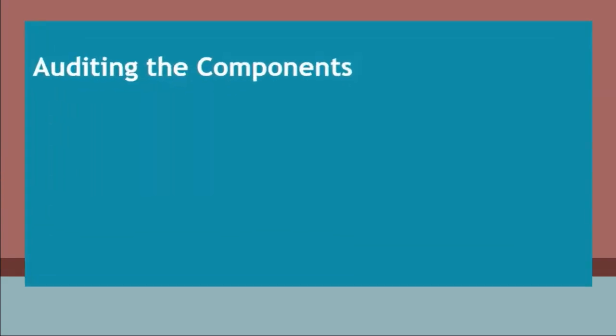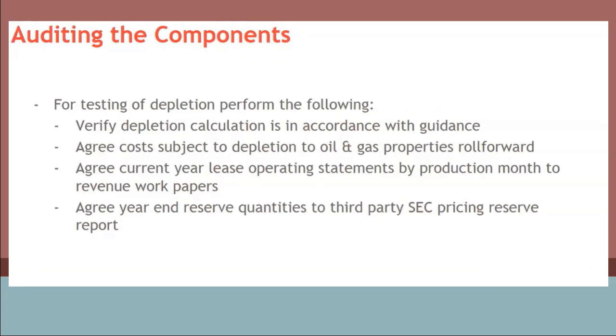Okay, auditing. Now we're going to talk about how you audit the components of the depletion calc. For testing of the depletion, perform the following. Verify the depletion calculation is in accordance with guidance. That's really asking: is it a successful efforts or a full cost company? Agree costs subject to depletion to the oil and gas roll forward. That's where you go to the oil and gas roll forward and make sure that the right categories are being pulled in.